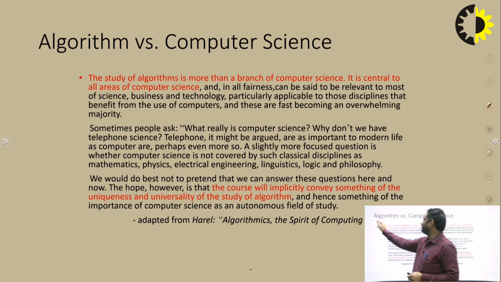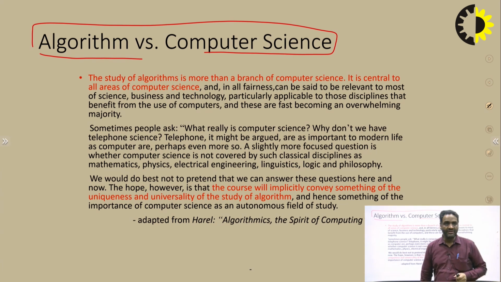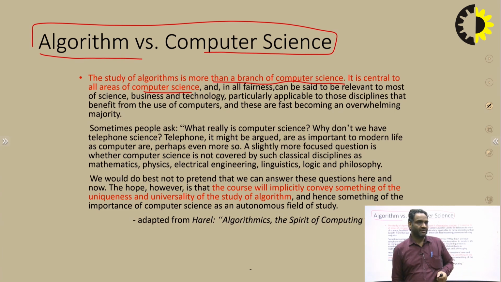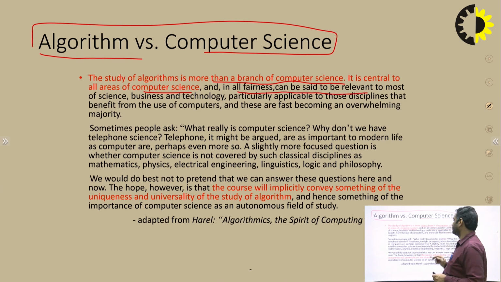Now, this is very, very important: algorithm and computer science. These two concepts we generally need to discuss. First, the study of algorithms is more than a branch of computer science. It is central to all areas of computer science. It means that for every problem we discuss in our branch, the central concern is the study of algorithms, and in all fairness it can be said to be relevant to most of science, business and technology, particularly applicable to those disciplines that benefit from the use of computers, and these are fast becoming an overwhelming majority.